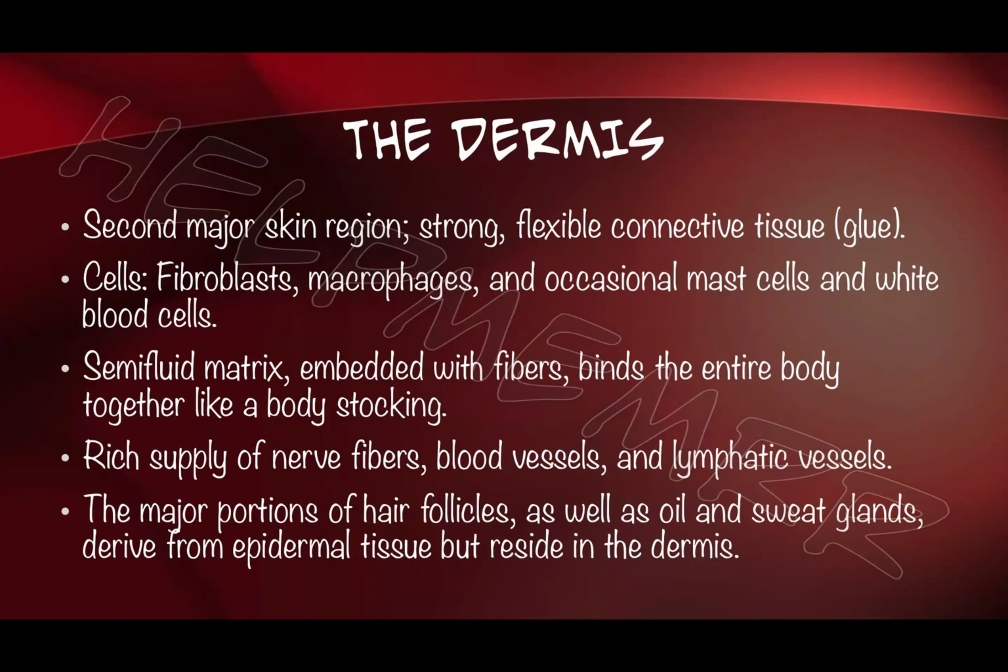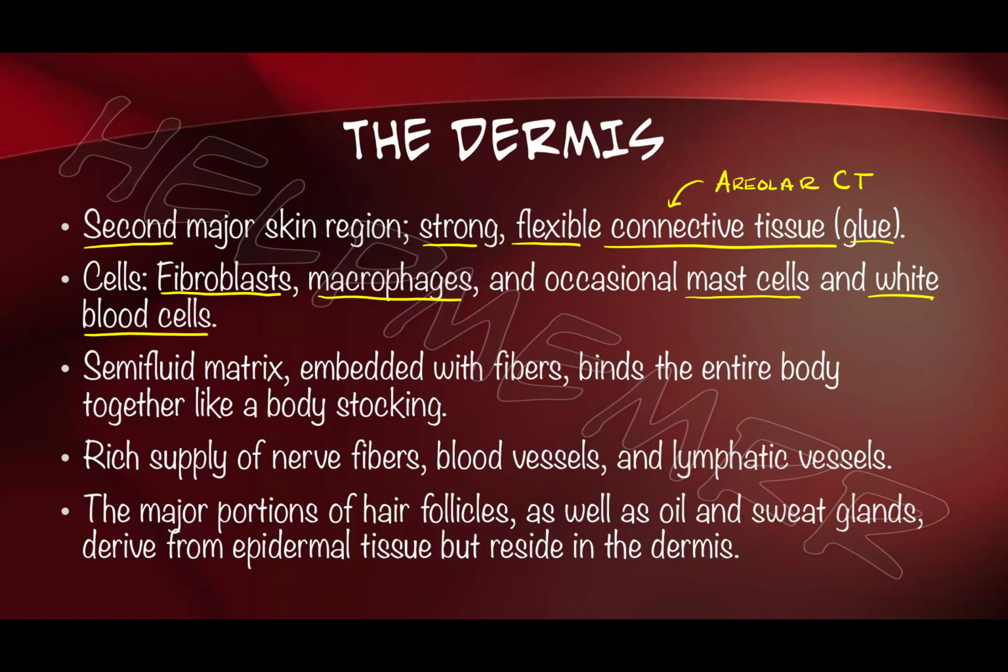All right, now go into the dermis. The dermis is the second major skin area. It's a strong, flexible connective tissue. Remember, areolar connective tissue. Now, it's not the only tissue that's there, but that's a little key to it. Fibroblasts, macrophages, mast cells, white blood cells. That's all foreshadowing to areolar connective tissue. Semifluid matrix.